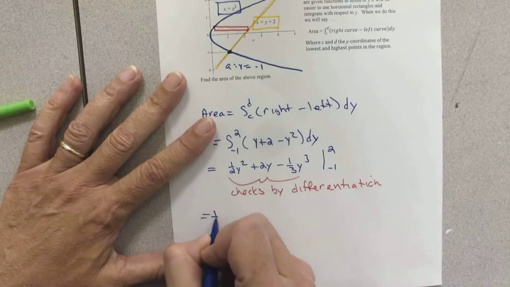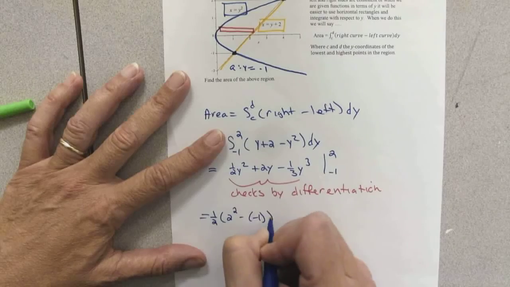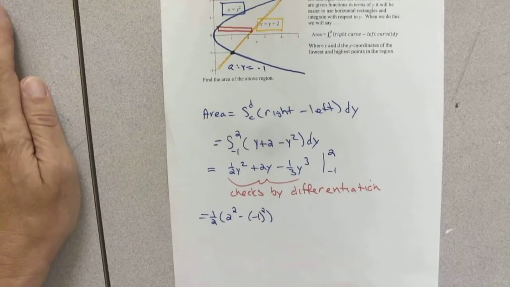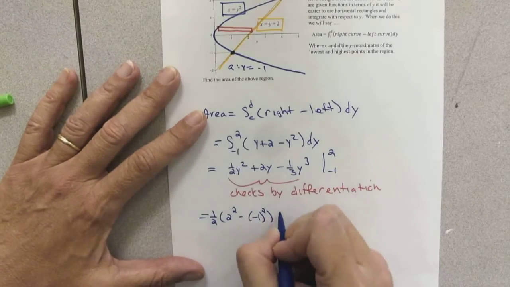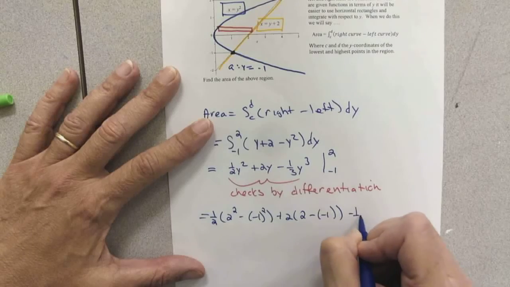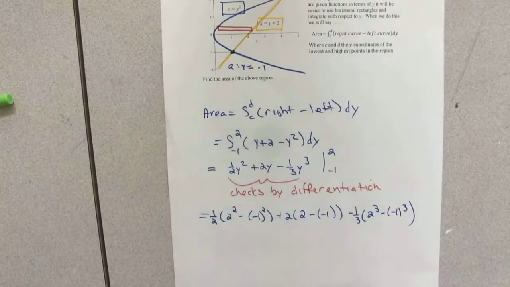Then doing the evaluation, and this is the last step I'm going to do because I'm going to get bored after this. Plug in the upper limit, plug in the lower limit, and subtract. I prefer to work term by term. So 2 minus -1, minus 1/3 times 2 cubed minus -1 cubed. And it's just arithmetic after that, which I will leave you guys to do.